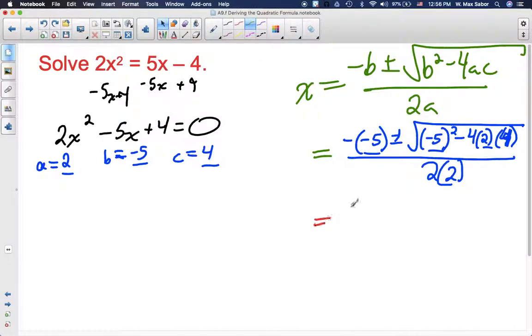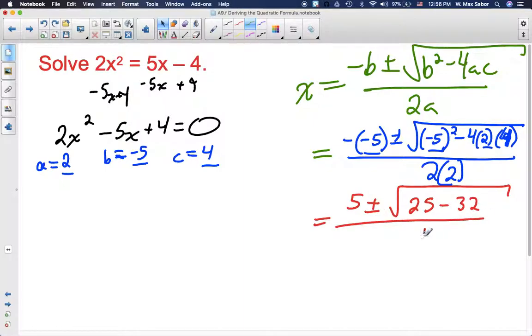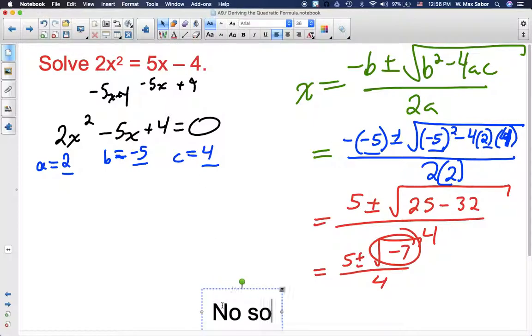Now we have positive 5 plus or minus the square root of 25 minus 4 times 2 is 8 times 4 is 32, all over 4, giving us 5 plus or minus the square root of negative 7 over 4. Square root of negative 7 does not exist. Because it does not exist, we will say no solution. There is no solution to this equation. It is impossible to find a value that solves this.